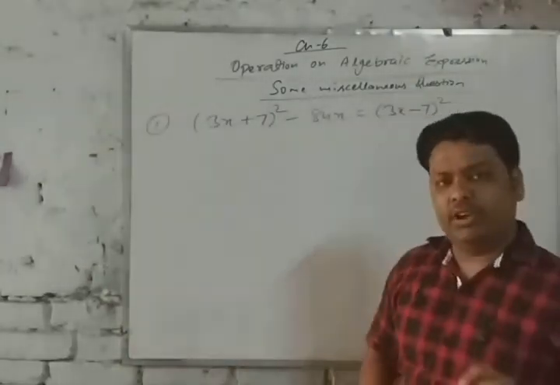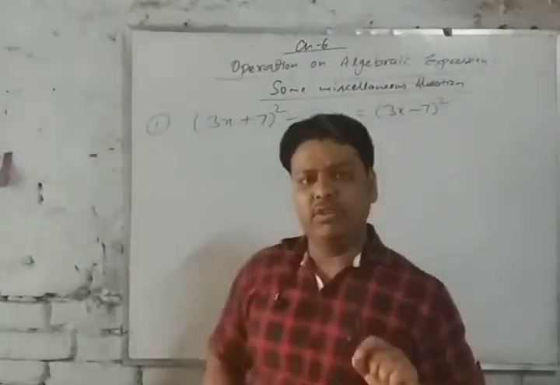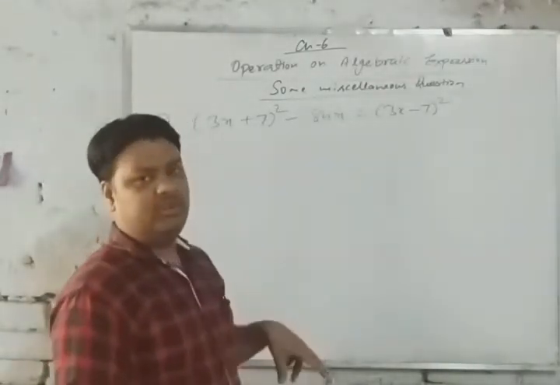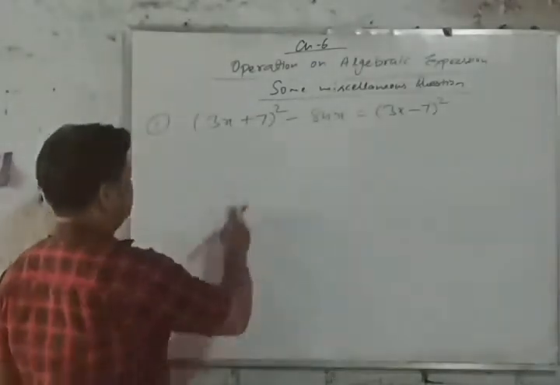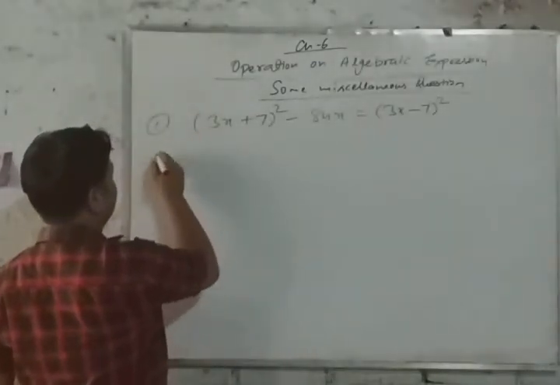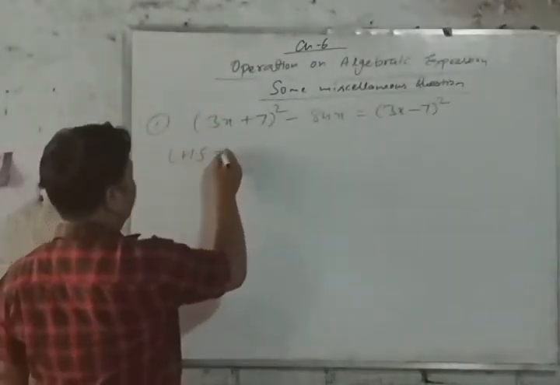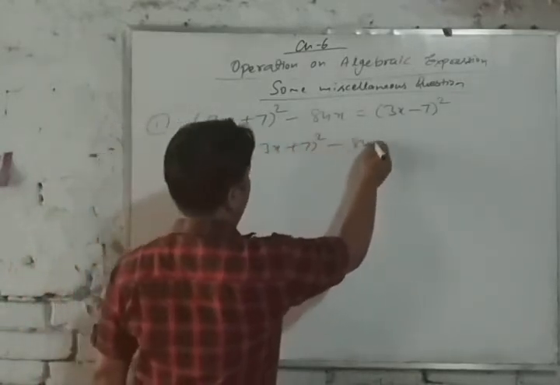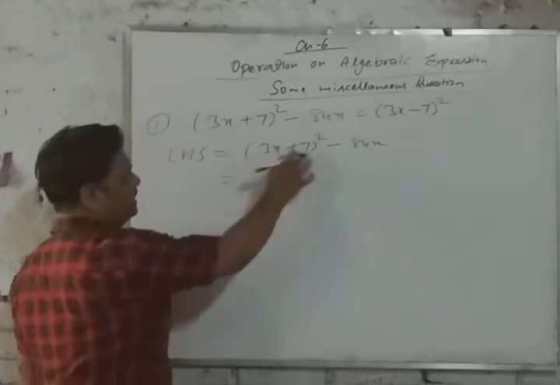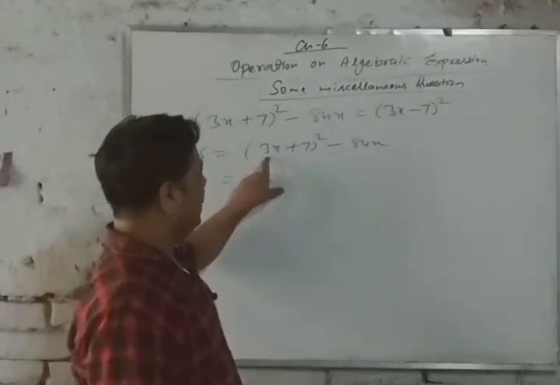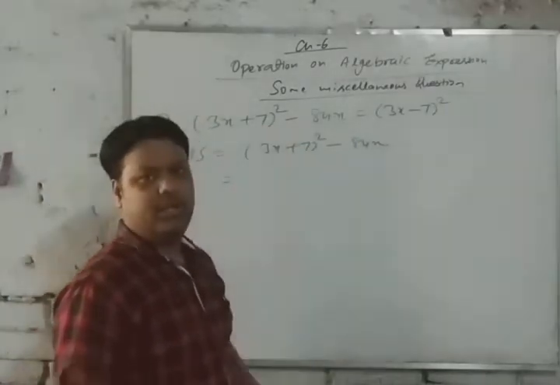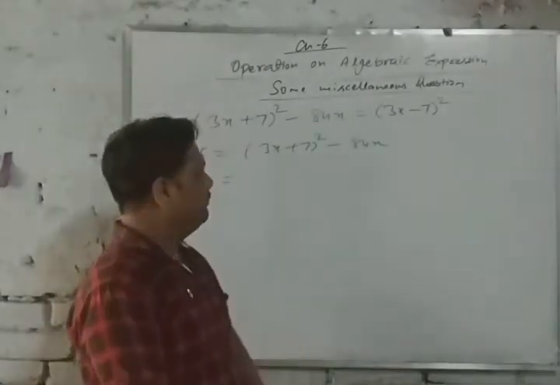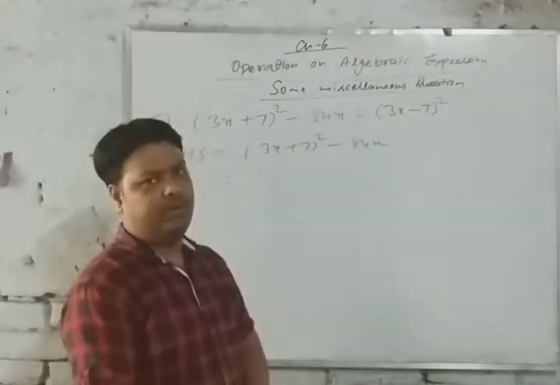At first we will write LHS, and then we will solve only the left hand side, okay, and if necessary then we will solve RHS. Now see, at first, LHS: (3x + 7)^2 - 84x. So here you can say that it is in the form of (a + b)^2, that is a plus b whole square. So we will use the formula of (a + b)^2 here.